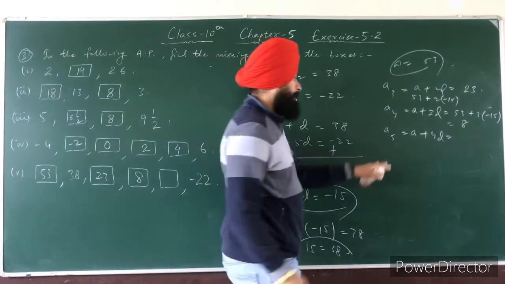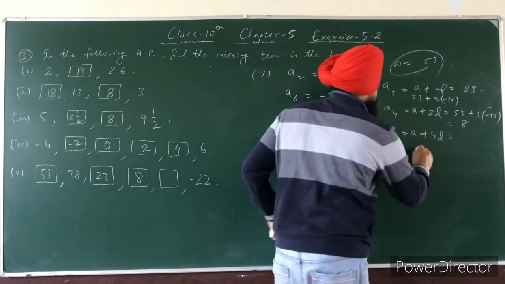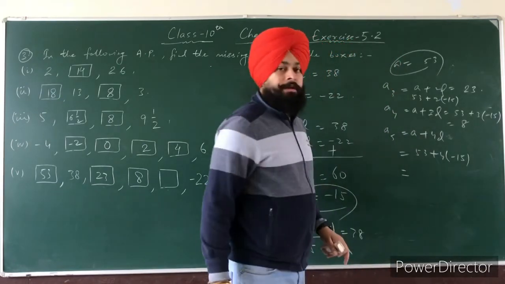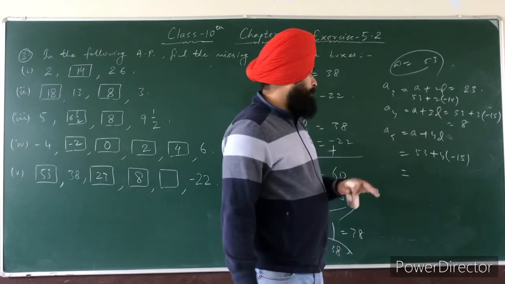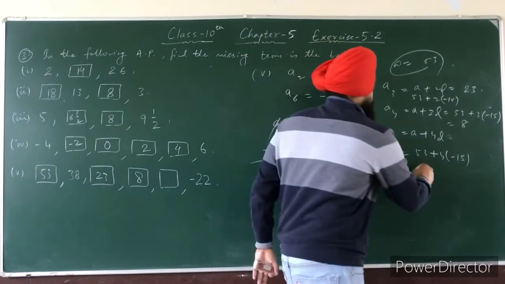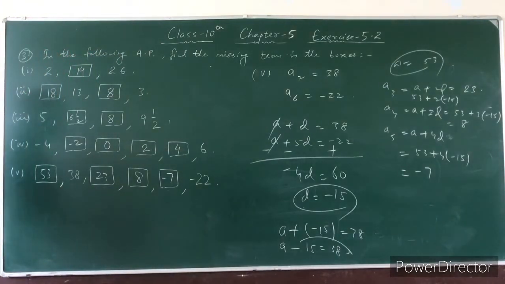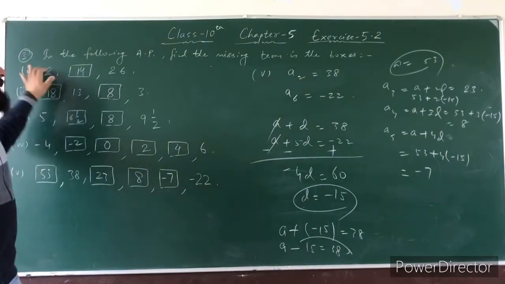Now find the A5. A5 is A plus 4D. A is 53 and D is minus 15. So 4 into minus 15, 4 fifteens are 60, and 53 minus 60 is how much? Minus 7. So the fifth term is minus 7. Clear students? So in this way you can find the missing terms for the given AP series. Clear students? So this is your question number 2. Thank you.